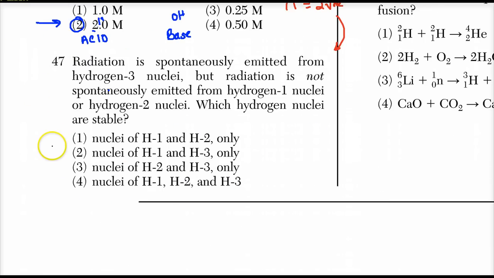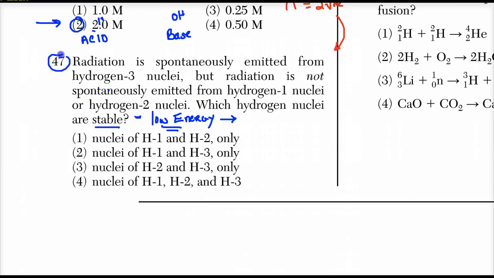Number 47. Radiation is spontaneously emitted from hydrogen-3 nuclei, but radiation is not spontaneously emitted from hydrogen-1 nuclei or hydrogen-2 nuclei. Which hydrogen nuclei are stable? Stable means low energy. You've got to get this point down because it pops up in so many different facets of this course. If something is unstable, like an excited state, it has high energy, but low energy is stable. And the reason is things that have low energy are going to stay in that state until you give them energy to change. In any case, nuclear chemistry is what these questions are implying about.